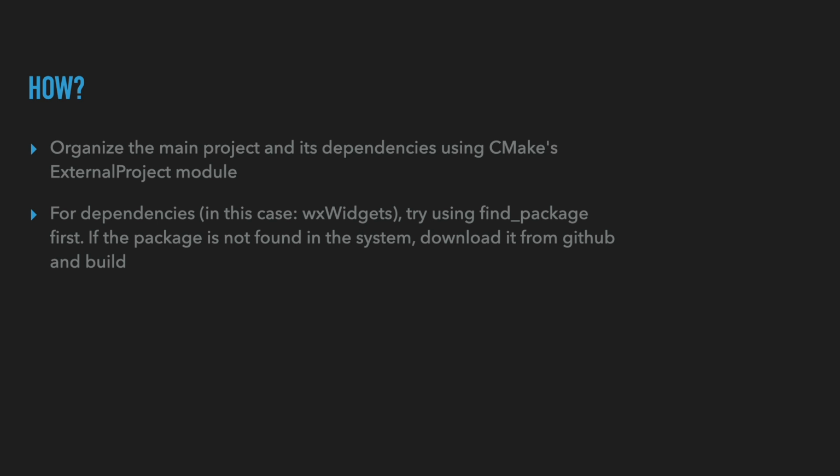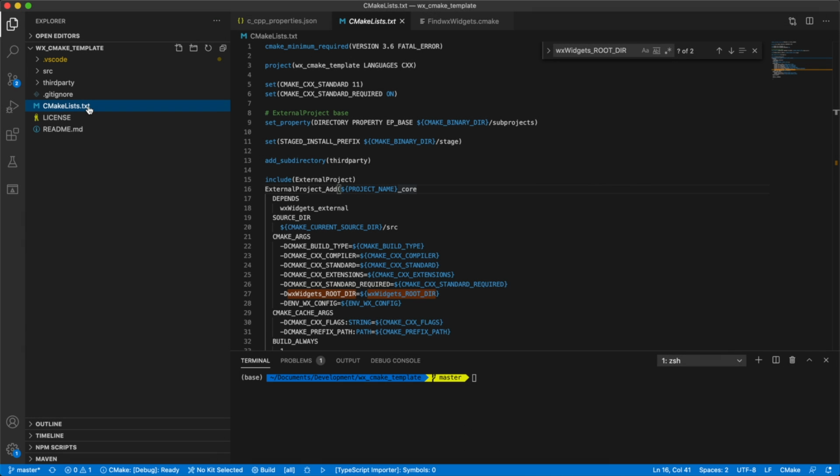So if the wxWidgets library is already installed in the system, there is a CMake module that is able to find this library. And in this case, we won't be downloading anything, because the library is already in the system, so we'll just be using and linking our project against the library that is already installed. But if the package is not found, we'll download it from GitHub, build it, and install it in the local build directory. Okay, so let's dive into the code.